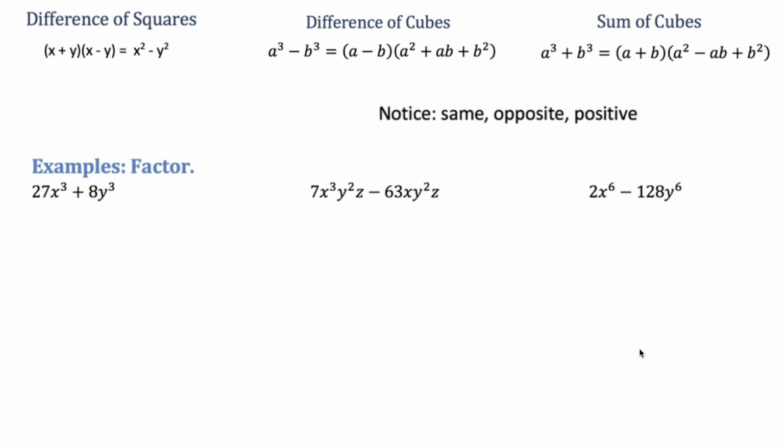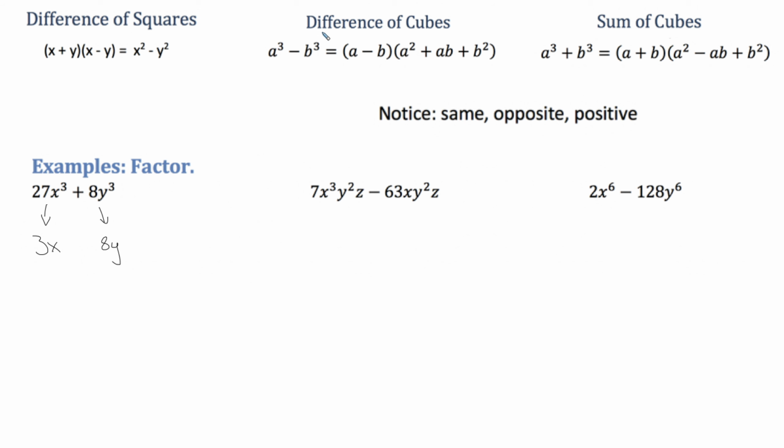So here are a few examples where we're going to use this idea of factoring special binomials. Let's go ahead and look at this first one here. This says 27x cubed plus 8y cubed. The first thing we want to do is see if there's any common factors, and there are not. So now we think, are these perfect squares, perfect cubes? And we notice here, these are both perfect cubes. So this is 3x cubed, and this one is 8y cubed.